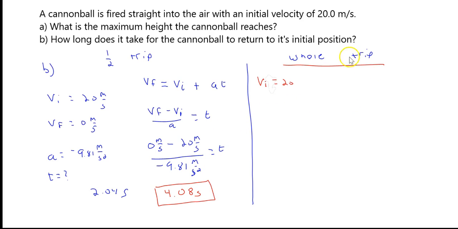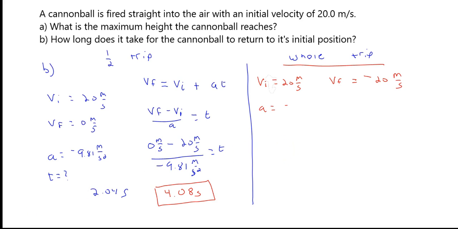So now we're going to go ahead and solve this for the whole trip. Again, our initial velocity is 20 meters per second. Our final velocity, however, is negative 20 meters per second. This is because, if you remember, the speed at which something is fired up will be the speed at which it returns. Alright? The whole trip is symmetrical. The halfway point is right in the center. And so the velocity it leaves with will be equal in magnitude but opposite in direction to the velocity it has when it returns to its initial position.